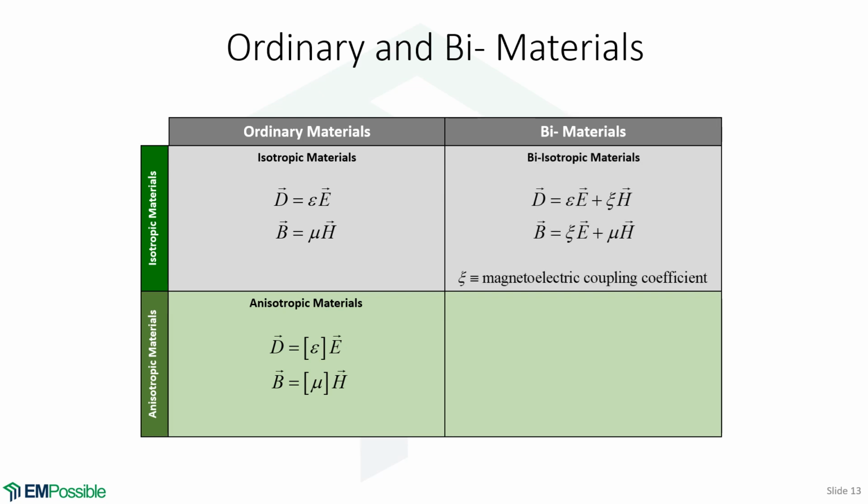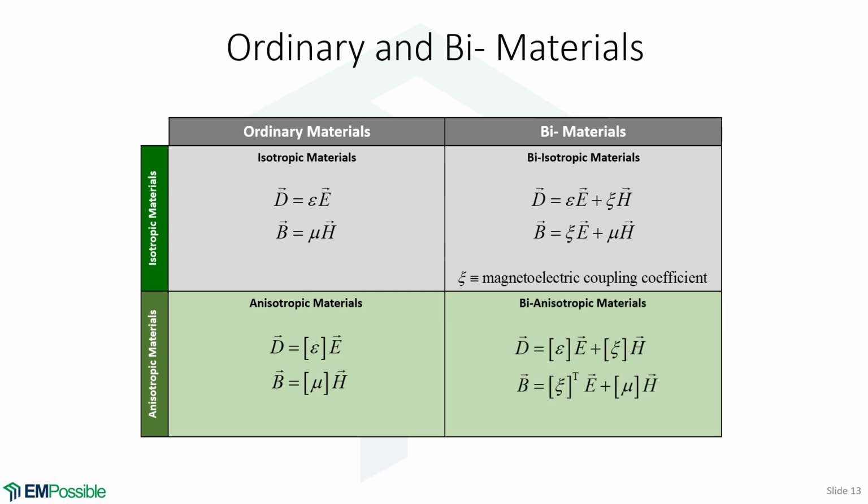There are what are called bi-isotropic materials. Isotropic means our constitutive parameters are not tensors, they're just single scalar quantities. But bi, look what happens to our constitutive relations. They now contain both an E and an H term. So an H can now directly contribute to electric flux, and an electric field can directly contribute to a magnetic flux. That's rather exotic. So this is bi-isotropic.